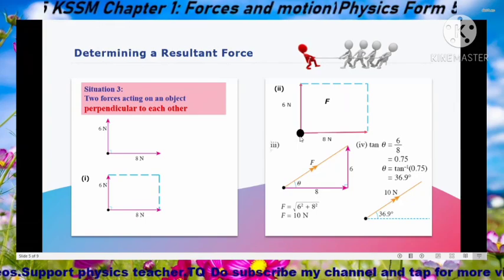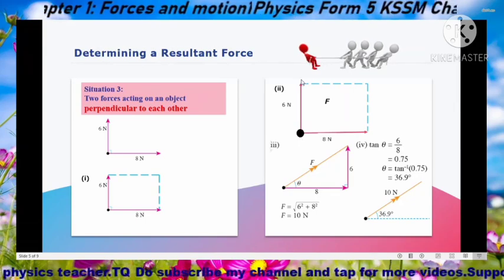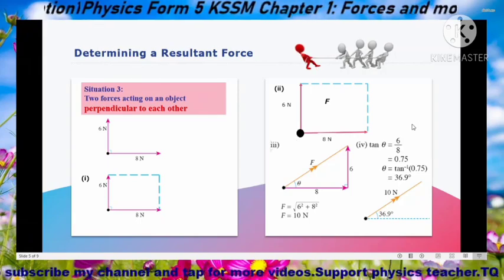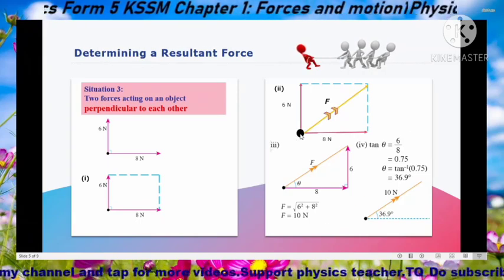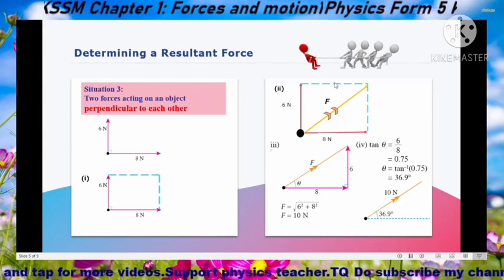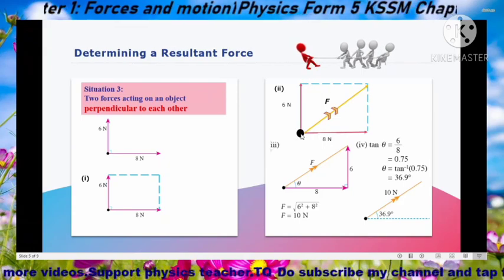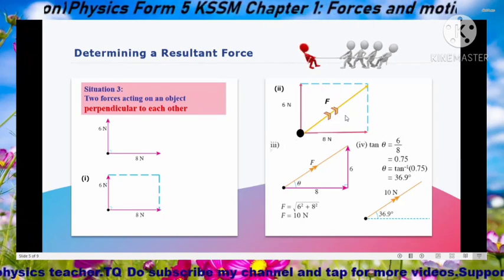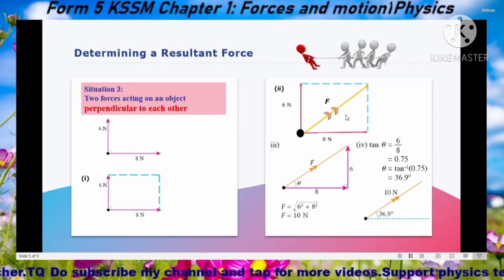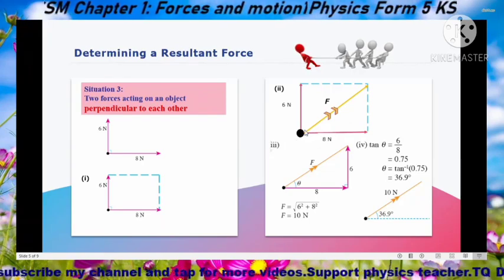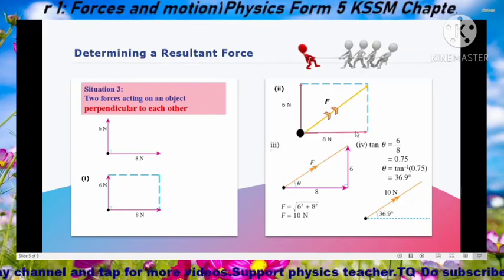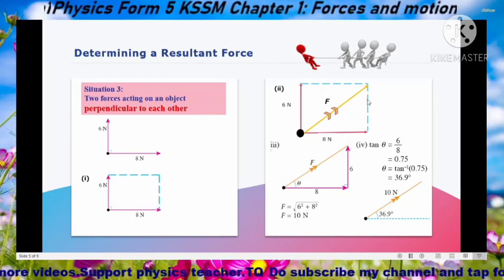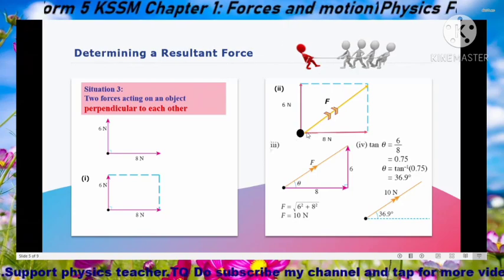Okay, so now the next step is, once you already have a rectangle, you draw a diagonal line starting from the object. Not this one, should be this one, from the object. So all forces act on the object. So this one will become resultant force. Okay, so as you can see here, this part will form a right angle triangle. So we are going to use mathematical operation to solve this question.